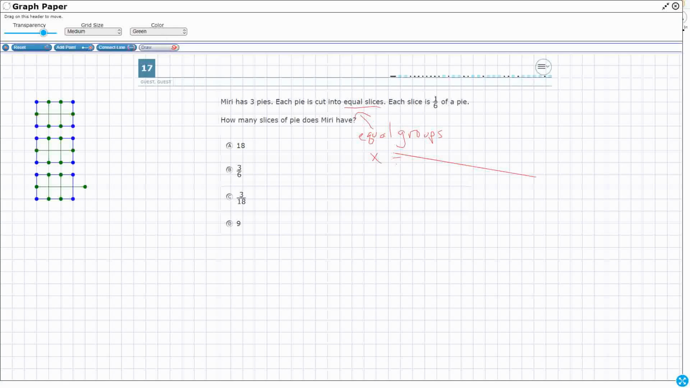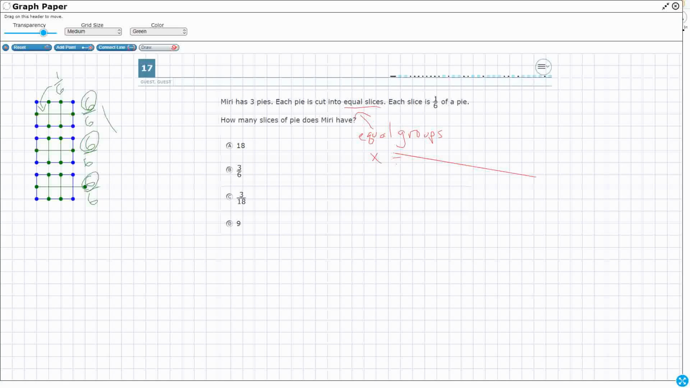Now I've got my pie right there, and I could label each of these as 1/6. So this is going to be 6/6 of the whole pie. This is 6/6 of the whole pie. This is 6/6 of the whole pie. Well, how many slices of pie does Mary have? Well, I've got 6. I've got 12. I've got 18. If I put that all together, that's going to be 18 slices of pie. Each of them is 1/6.